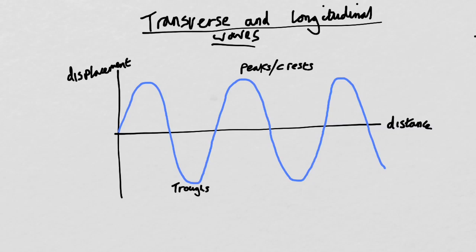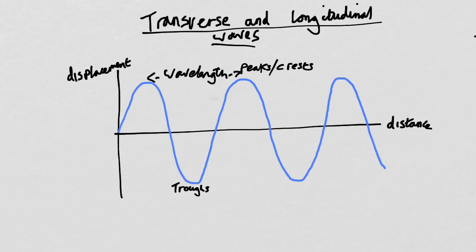Now we've also got wavelengths. The wavelength of a wave is just the distance between two similar points on a wave, for example between two peaks here. So this is the wavelength, the distance between two peaks. You could also have it as two troughs, so you could have the wavelength there. You could have the wavelength from this point here to this point here, or from this point to this point.